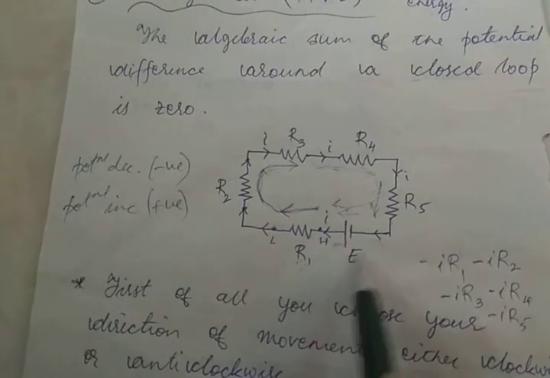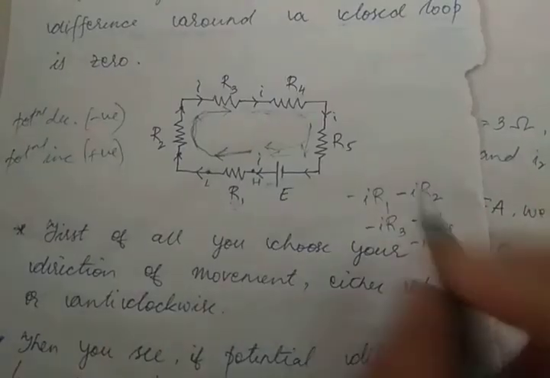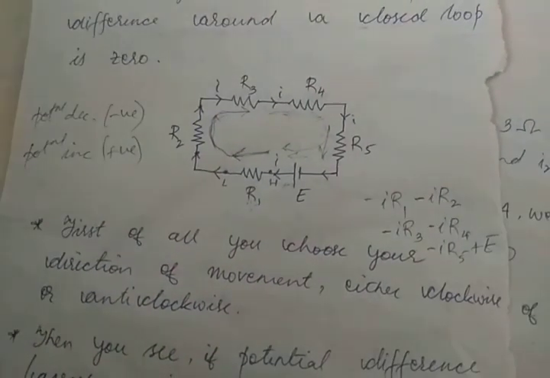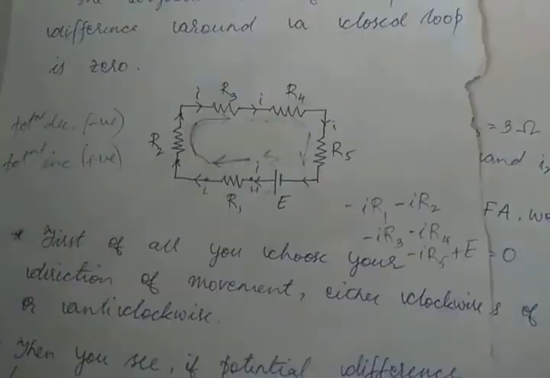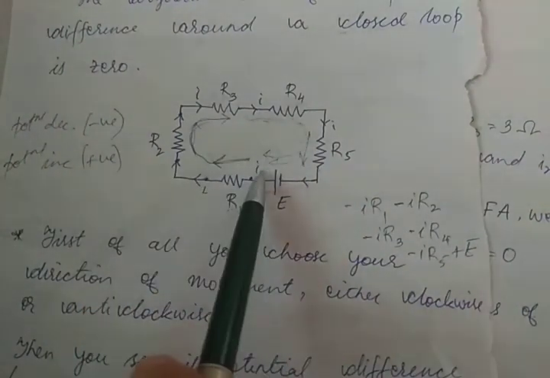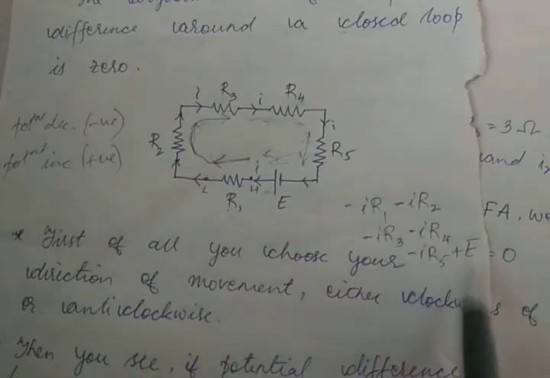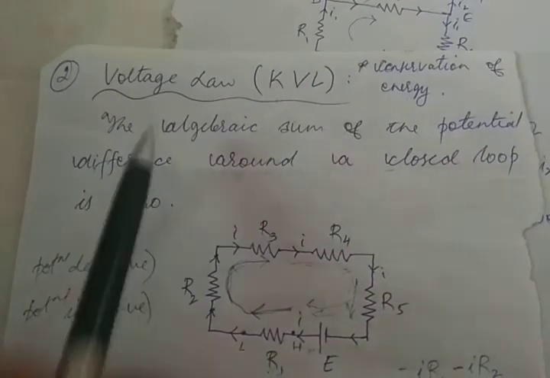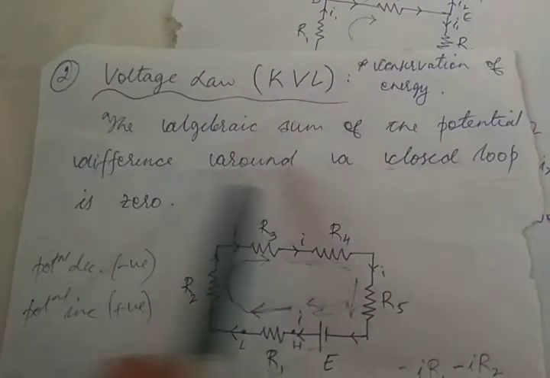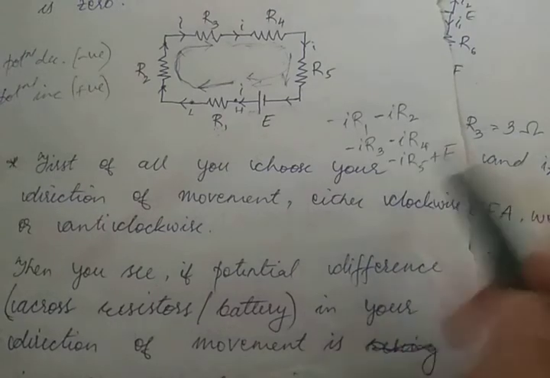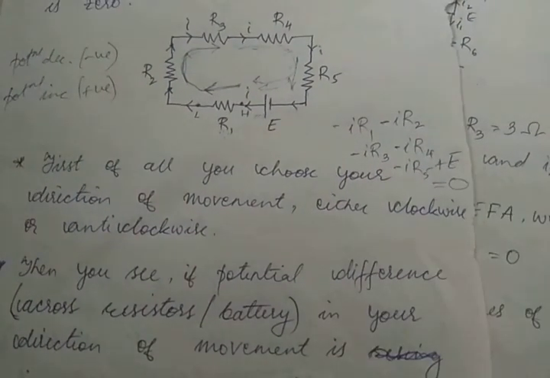So if E is the EMF of this battery, the potential difference across the battery is taken to be positive, plus E. This is the algebraic sum of the potential differences in a closed loop. Kirchhoff's voltage law tells us that the algebraic sum of the potential differences around a closed loop is 0.